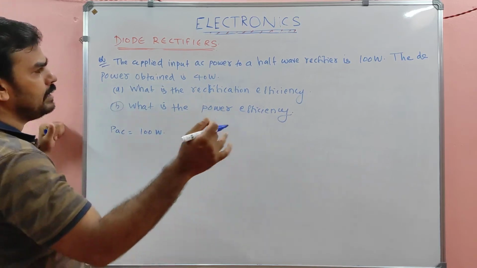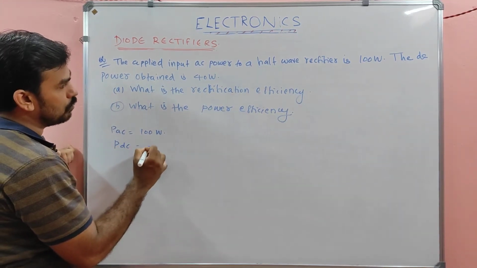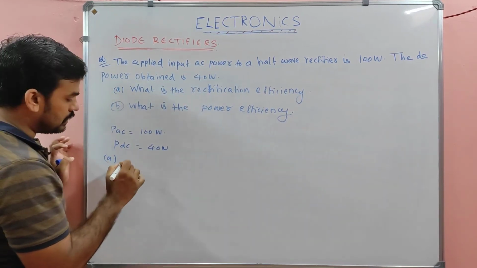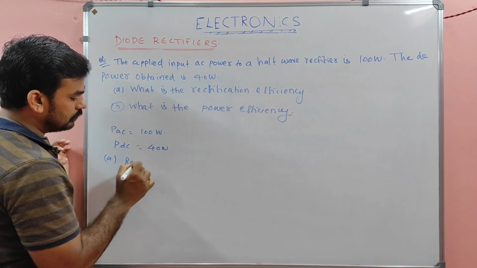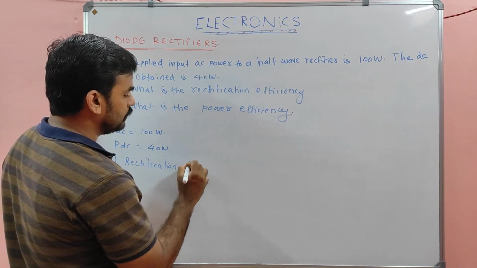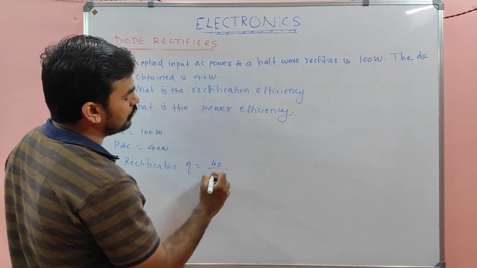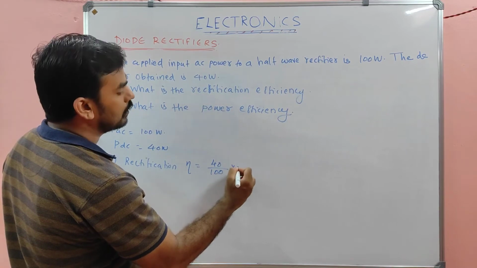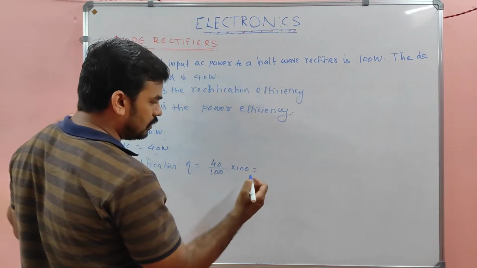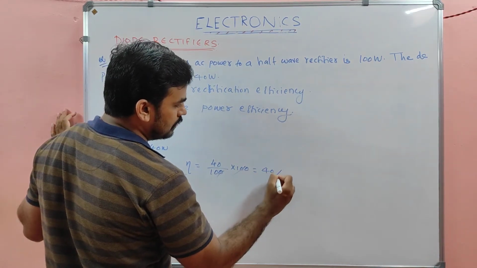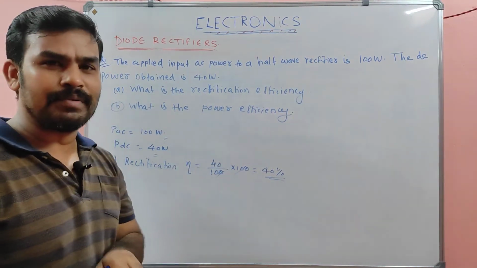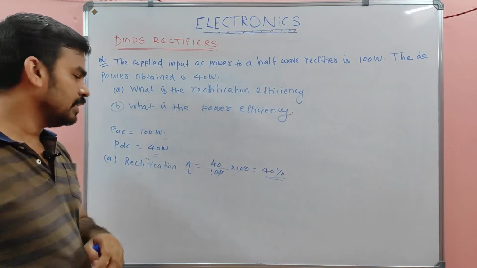The DC power obtained is 40 watt. That is PDC is equal to what, my dear? 40 watt. So what is the rectification efficiency? Simple. Rectification efficiency is equal to what, my dear? 40 divided by 100 into 100. Am I right? Output is nothing but 40, input is nothing but 100. So 40 by 100 into 100 gives 40% efficiency. We know that maximum efficiency will be 40.6. It's less than 40.6. So okay, 40% efficiency.